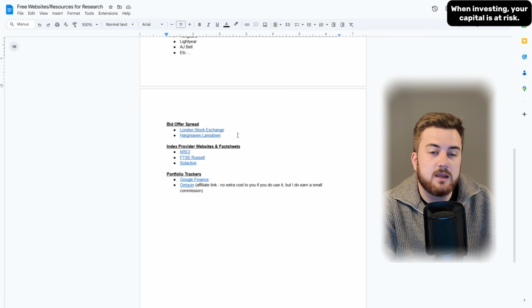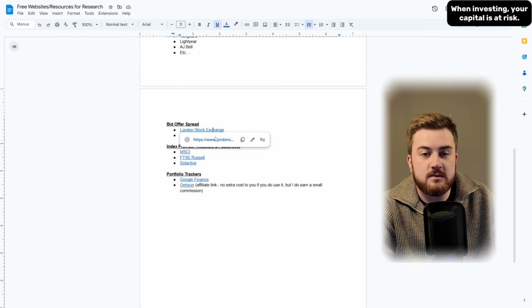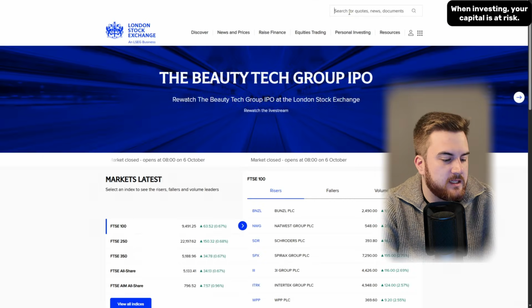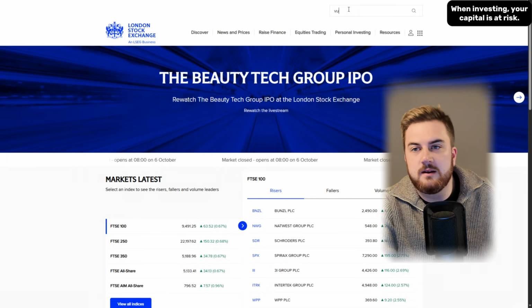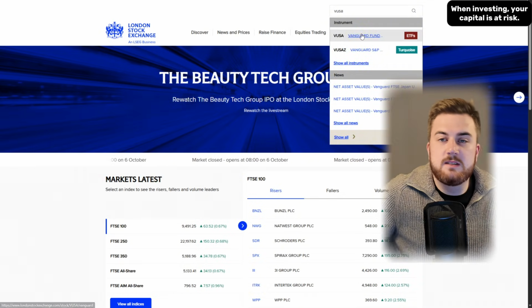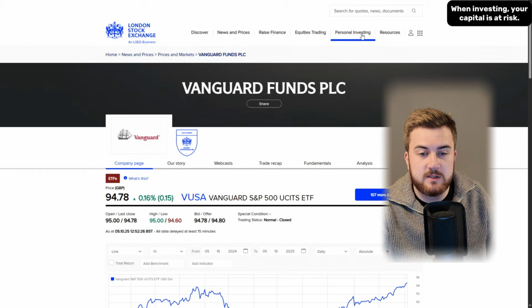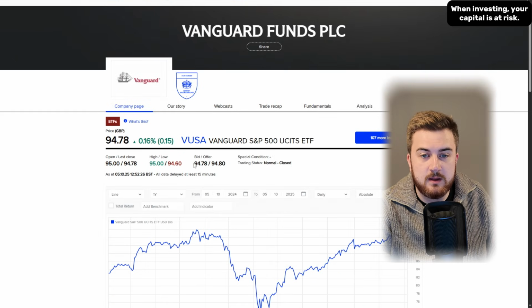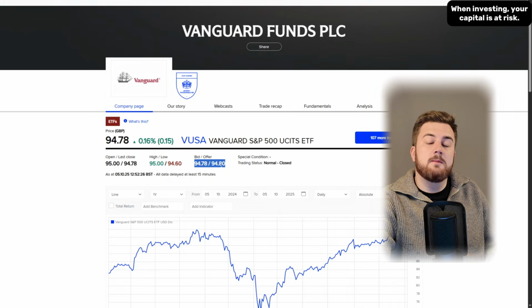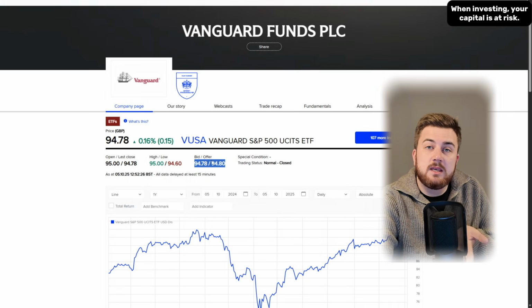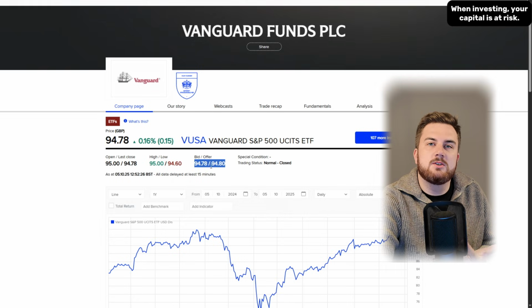And two ways you can check bid offer spread is one, the London Stock Exchange. So if we go on it and let's say, for example, we look at the Vanguard S&P 500. This is a very popular fund of highly liquid underlying assets. So in this case, the bid offer spread is tiny. You can see it here. Of course, it's worth remembering that bid offer spread is constantly changing. So what you see here isn't necessarily what you're going to get on your platform, but it does give you a good indication of whether it is a liquid ETF or not.